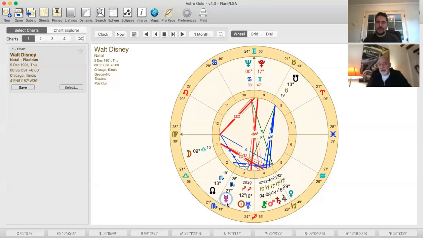Scorpio, by the way, rules rodents, things that are buried under the ground. And Mercury, the ruler of his chart and midheaven, is his identity. I think he got away early on in his life, well, maybe later in his life also. I think he got away with expressing a lot of himself through Mickey Mouse.